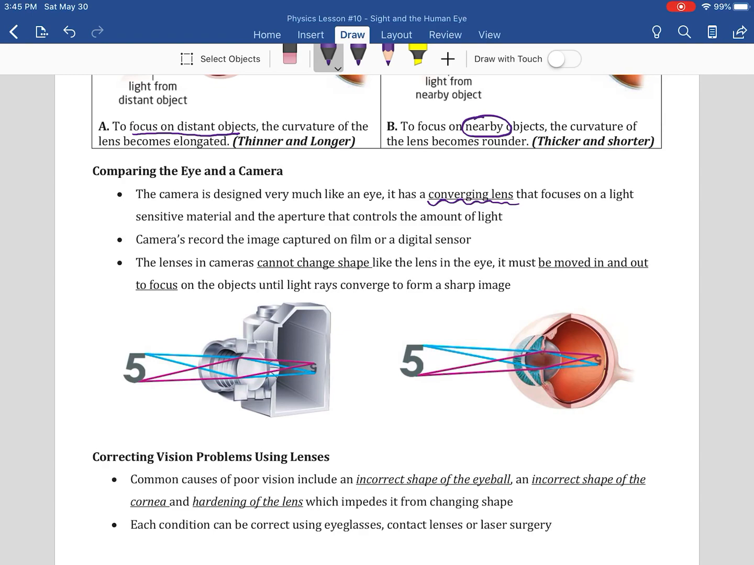Now, the lenses in the cameras don't change shape. So they can move out or in, or if you're really professional and you have a business, sometimes you'll use different lenses to achieve a different effect.